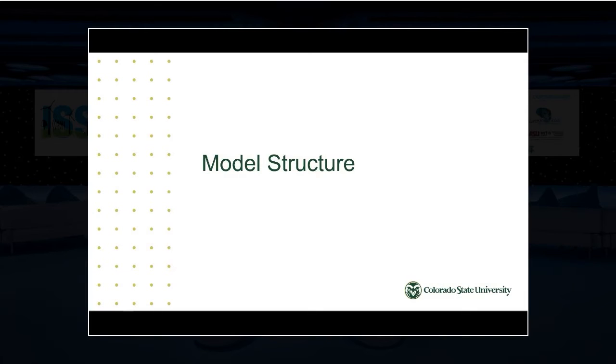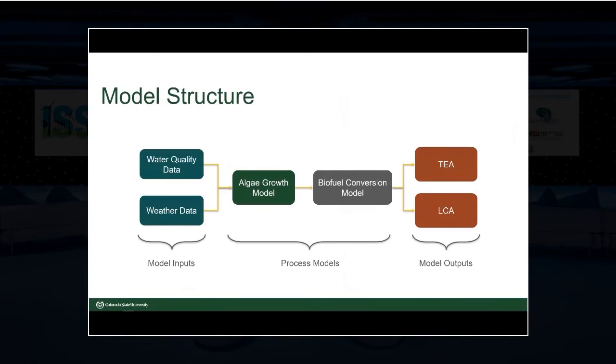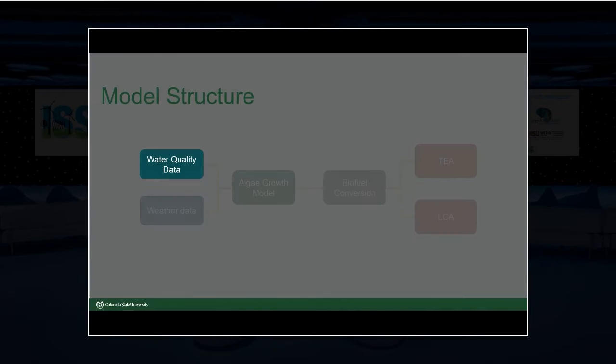I will now go over a brief overview of the basic model structure. So as we can see, there are two major model inputs. Those feed into the process models used in this system, and now from those process models, we get our outputs in the form of a techno-economic assessment and life cycle analysis. I'll explain these in more detail, beginning with water quality data.